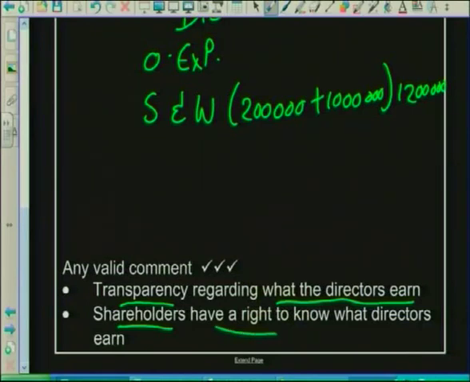Now remember guys, in terms of the King Code, directors need to be transparent. Transparent is more or less like an open book. Don't hide anything from your shareholders. Why? Because your shareholders are the ones who voted for the directors, who decided on the directors who are going to run the company at the AGM, the annual general meeting. So the shareholders have a right to know exactly how much directors earn. Right, so in terms of your answer, transparency regarding what the directors earn. I just explained transparency. It's an open book. The shareholders need to know exactly what the directors earn. And then, like I just mentioned, shareholders have a right to know what your directors earn.